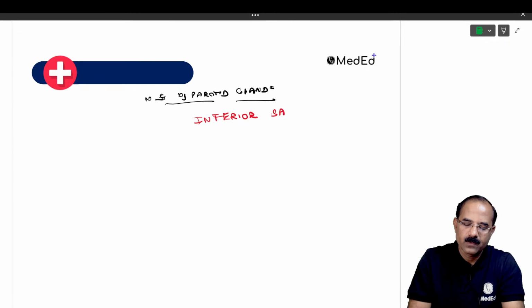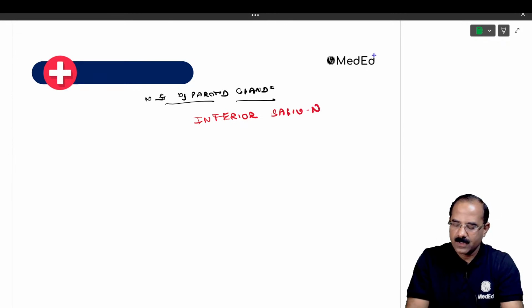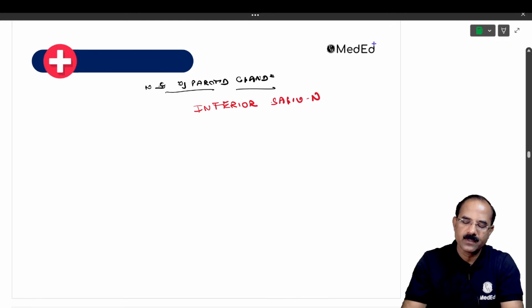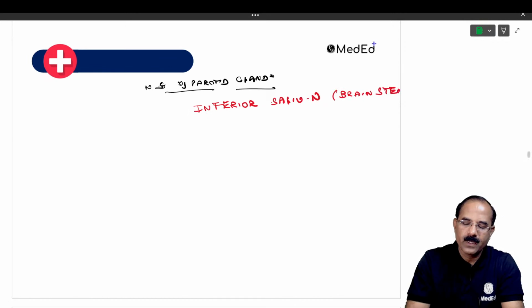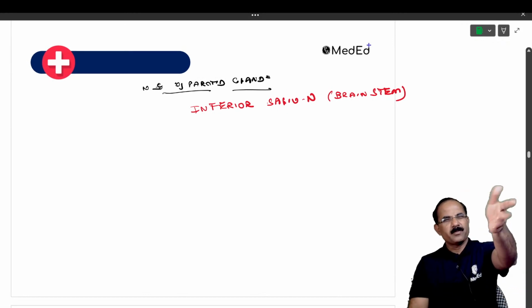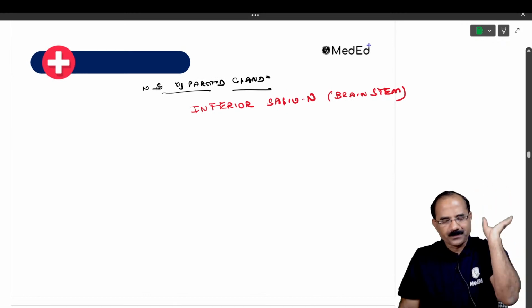Inferior salivatory nucleus. And where is this nucleus located? Anyone? Where is this nucleus located? In the brainstem. अब ये कहाँ पे है ना? Where is this nucleus and all that we'll see in the brain stem. We'll see later in the brain.